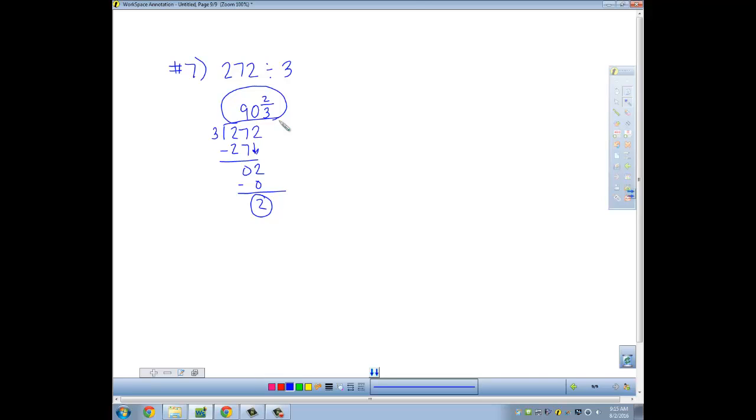Because if we were to put a decimal, we would just keep going and going and going because it would happen to be a repeating decimal, which we'll talk about more later. But this is just an easy solution that works 100% of the time.